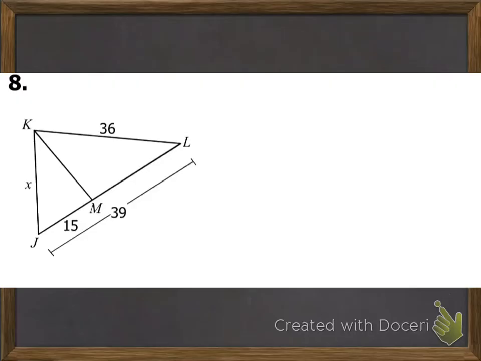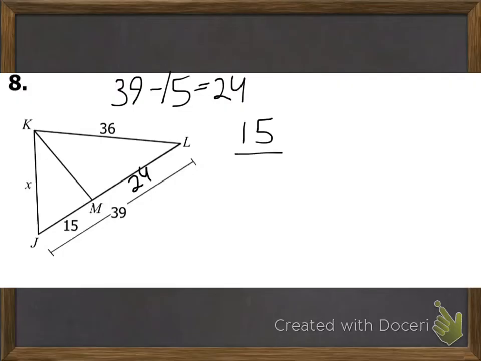So now let's look at number 8. We need this little guy right here, but they didn't give it to us. So we do have the total length, which is 39. So I just need to do 39 minus 15. And that's going to give me a measure of 24 right there for side LM. Now we can set up our proportion here. So I'll go from left to right again. So 15 over 24, and that is going to be equal to x over 36.